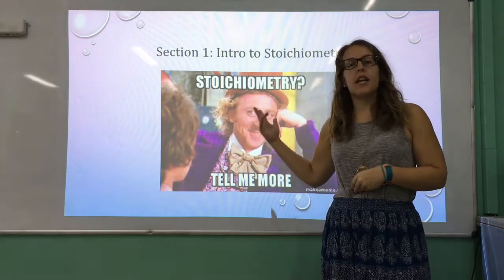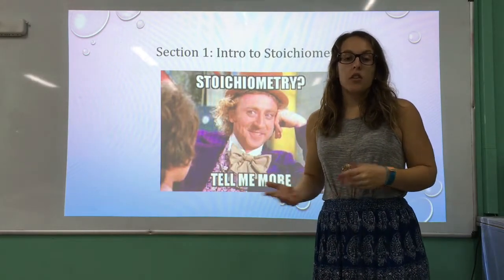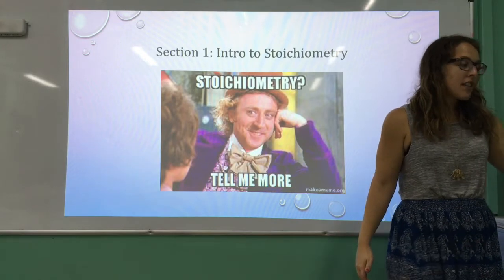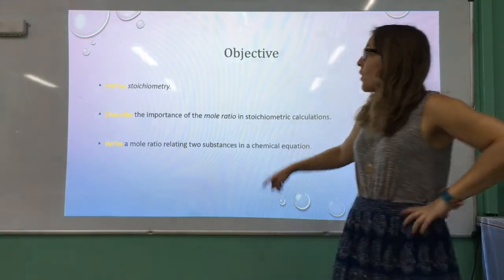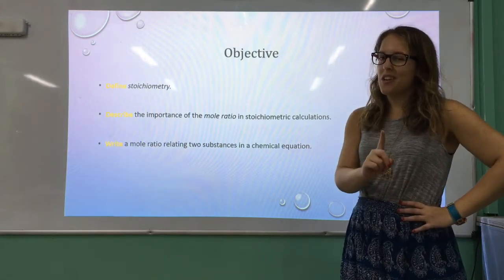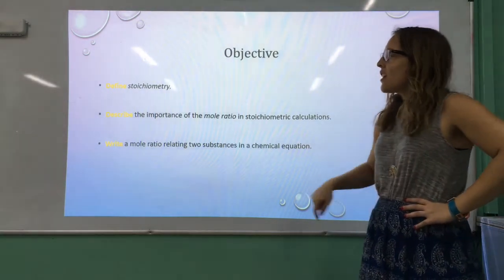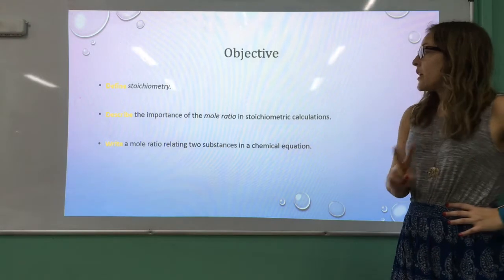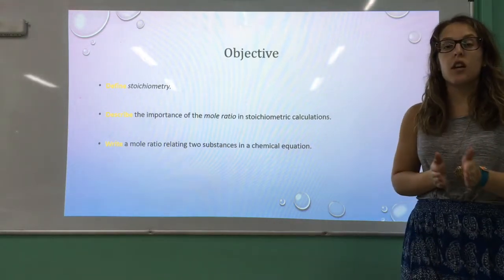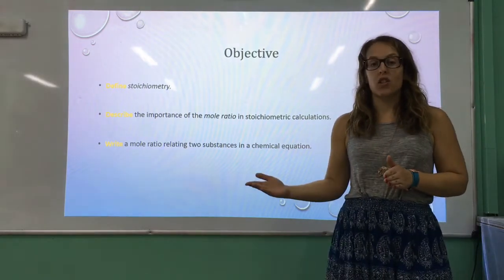So section 1 is Intro to Stoichiometry. So what is stoichiometry, you ask? Well, first let's go over the objectives. Objective 1 is to define stoichiometry, and I will tell you what that is in just a moment. Objective 2 is to describe the importance of mole ratio, and we learned about those in past reactions.